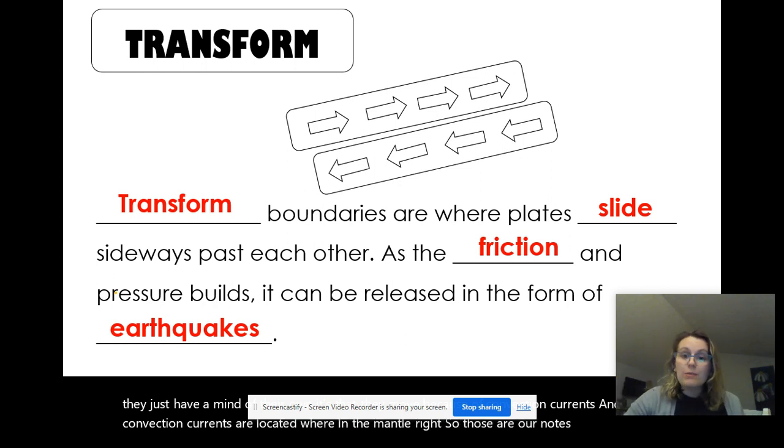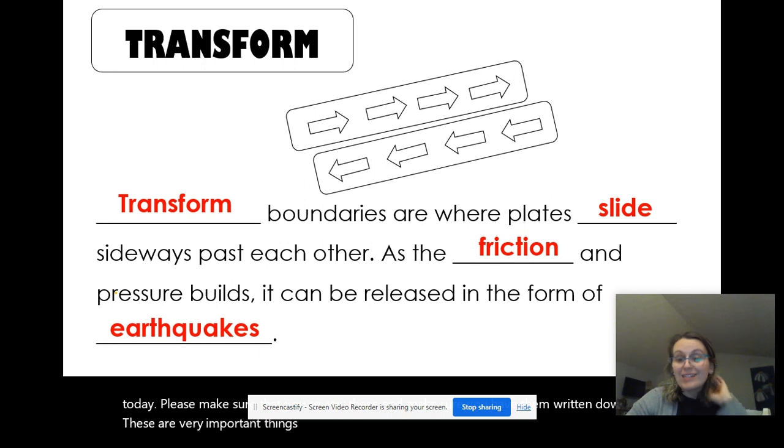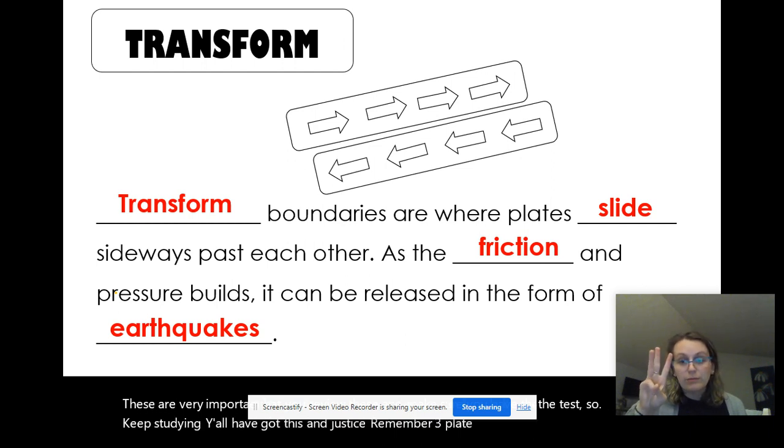So those are our notes for today. Please make sure that you review these and make sure you have them written down. Okay, these are very important things that will most definitely be on the test. So keep studying. Y'all have got this. And just remember, three plate boundaries.